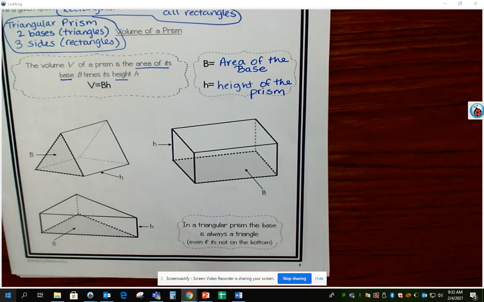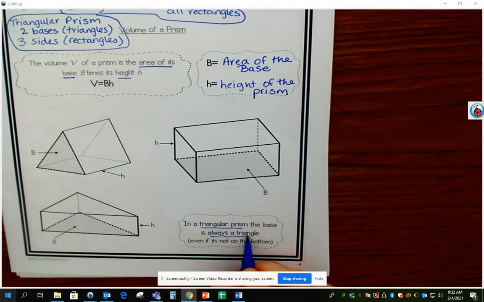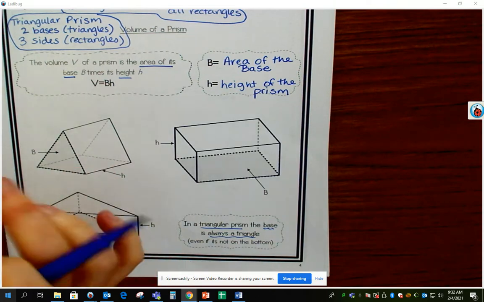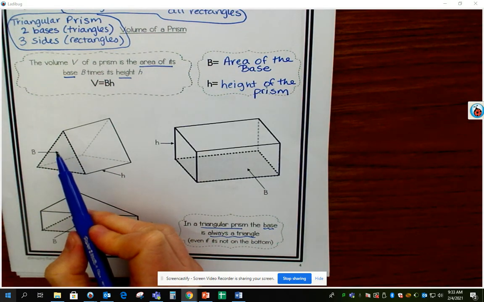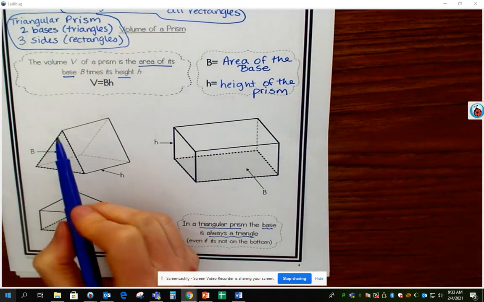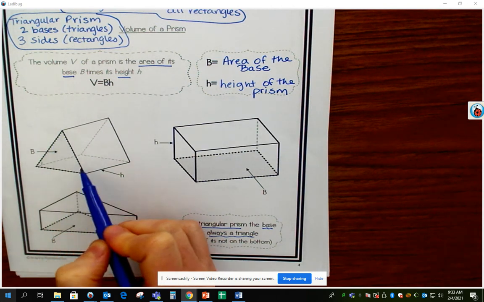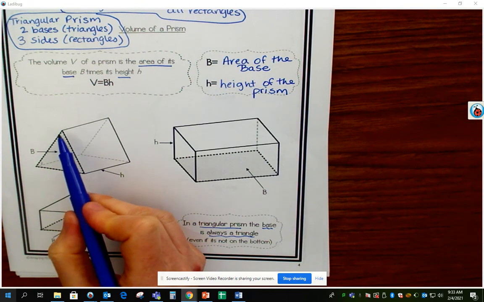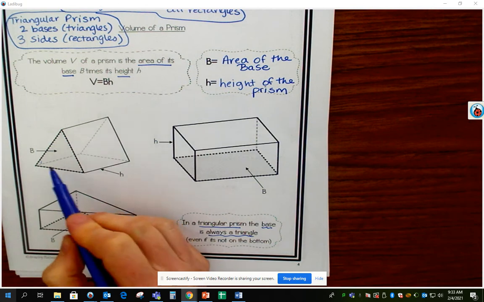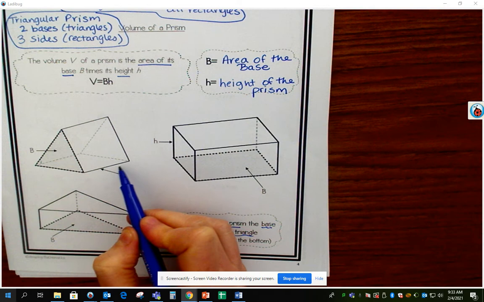So whenever you have a triangular prism, the base is always a triangle, even if it's not on the bottom, because we can't calculate it any other way. So here, even though this isn't sitting on the triangle, if you tipped it up, it would be. The triangle is going to be the base, so the shaded parts. You would find the area of this triangle, and then going from the base to the other top, this is the height. Okay, so the area of the base times the height.